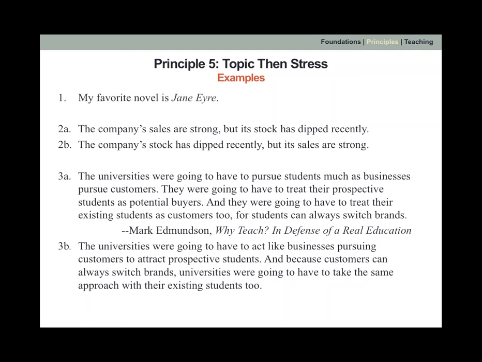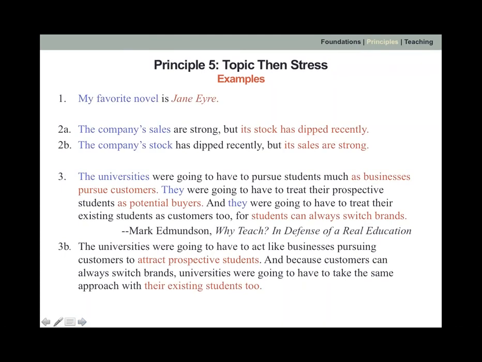We expect information that comes early in the sentence to be framing information, topicalizing information, and we expect information that comes at the end to be information that's being emphasized or stressed, that we're supposed to think about. So my question would be, which of these two companies would you like to invest your money in? The company's sales are strong, but its stock has dipped. Or the company's stock has dipped recently, but its sales are strong. I think the first makes the company sound like it's in trouble. The second, because it puts the emphasis on the strong sales, makes the company sound like a bargain.